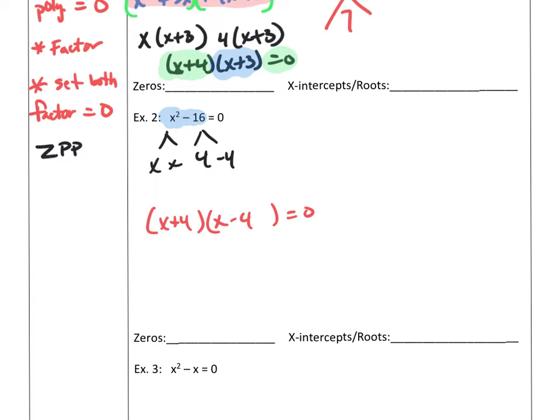Using my ZPP rule, zero product property, remember it's this product times this one, and we're going to take each of those and set them equal to 0. So x plus 4 equals 0, x minus 4 equals 0. Solving each of these, my first x is going to be negative 4.